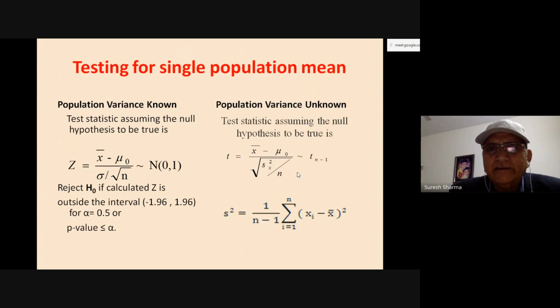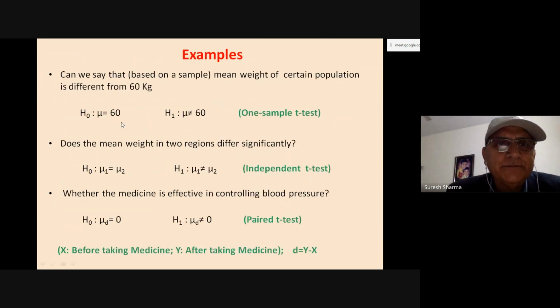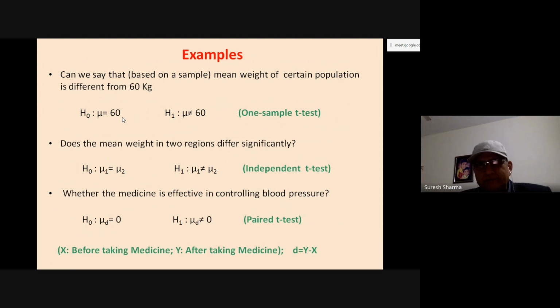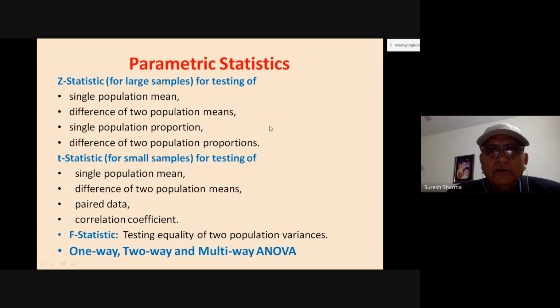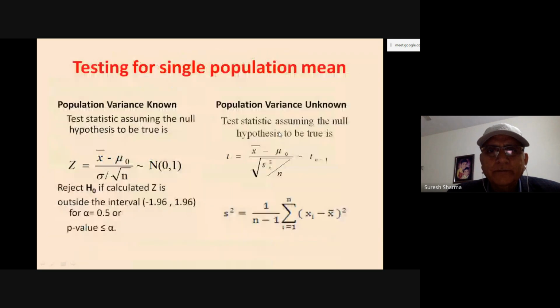And here is the test statistic which I will be using. So I will be using this t-test for one sample t-test, single population mean. For example, suppose I want to test this: mu is equal to 60 kg. Now, from this population, I take a sample of 25 people. That is my n. N is 25.